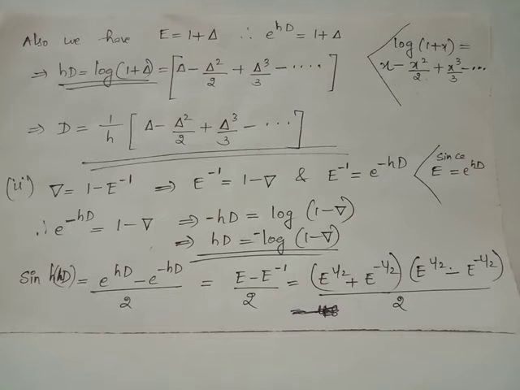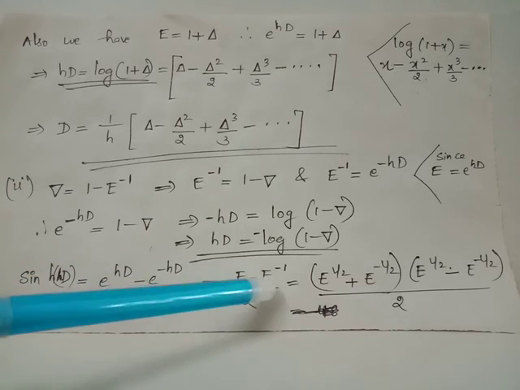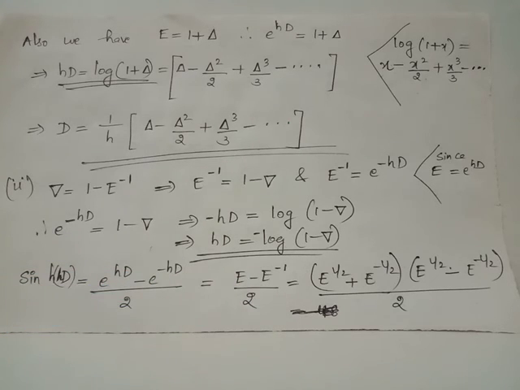We have e raised to 1 by 2 plus e raised to negative 1 by 2 multiplied to e raised to 1 by 2 minus e raised to negative 1 by 2 becomes E minus E inverse, because this is of the form a plus b into a minus b, which equals a square minus b square. When you evaluate a square minus b square, you get E minus E inverse in the numerator. Thus, we have sinh of hD equals this expression.